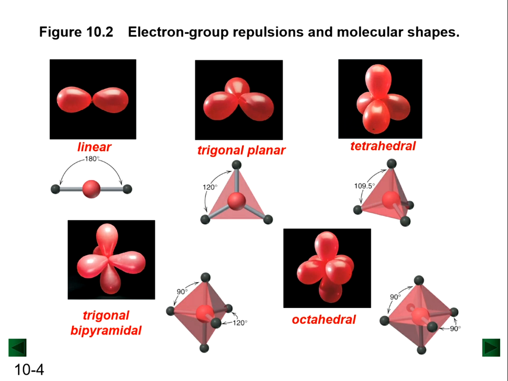5 groups produce a trigonal bipyramidal structure. That is a trigonal plane with 1 group above and 1 group below. So we'll see 2 different bond angles there. And finally, 6 groups form an octahedral structure.